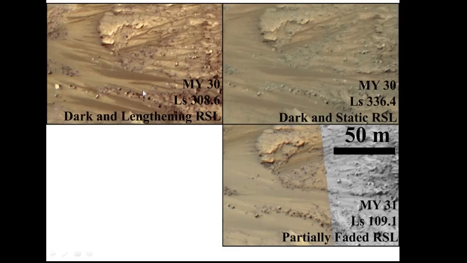Just to tell you what my definitions are: this is what they look like when they're dark and lengthening. This is dark and static. You can see the RSL itself has faded, but it is still darker than the surrounding material, and we haven't actually seen it retreating back. That's when we get into start fading, when we actually start losing RSLs, where we did have a dark material, and now it's just the same as the surrounding regolith around it.